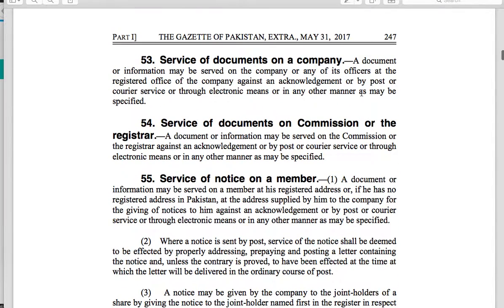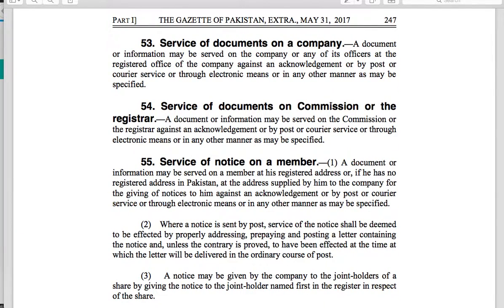So service of documents on a company will be according to the registered office. It can be in electronic means as well as physical means. So these are the way documents are served on a company. So registered office is very important.